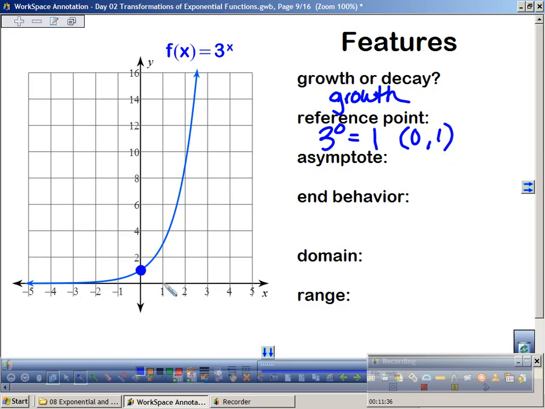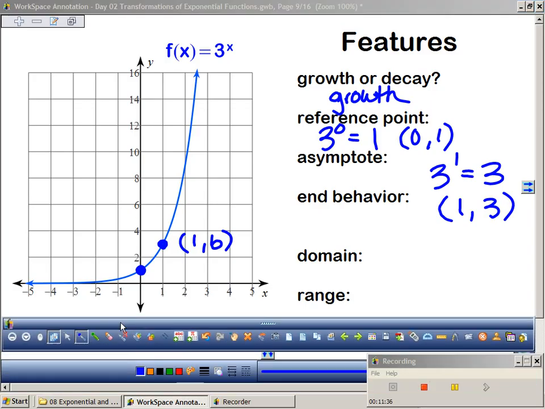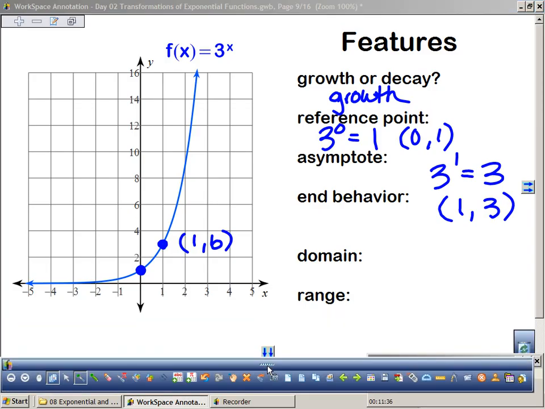If I put in 1, what am I going to get? Didn't I say 1 comma b? What is my base? 3. So I go over 1 and I go up 3. If I put in 3 to the 1, I get 3. 1 comma 3. There's my second reference point. What's my asymptote? Y equals 0. It's right here.